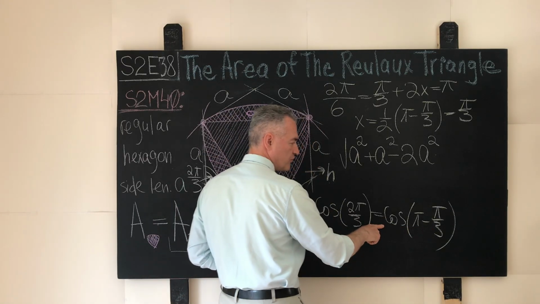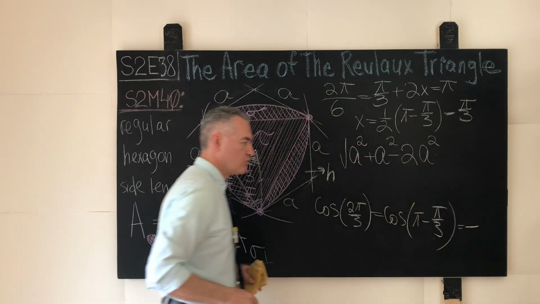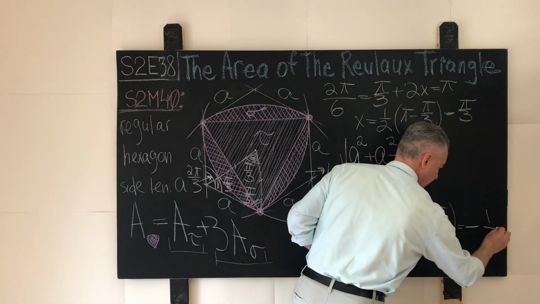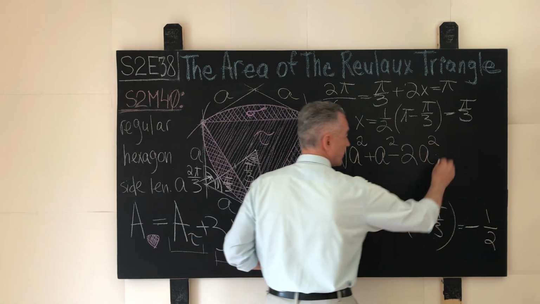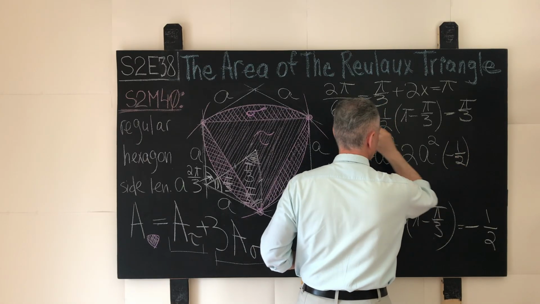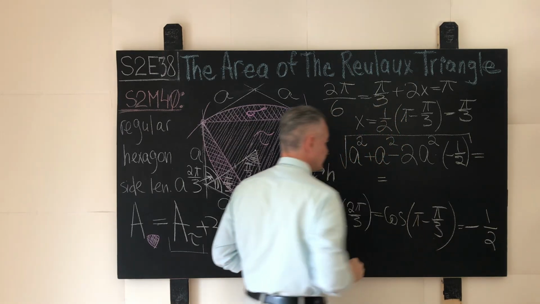Minus cosine of theta. So this will be minus cosine of pi over 3, which is what? 1/2. So it will be negative 1/2. So this times negative 1/2. And we take the square root of all of this. And what do we obtain as the result?